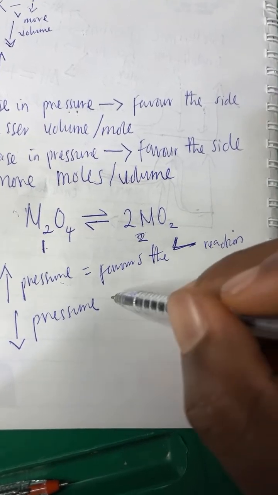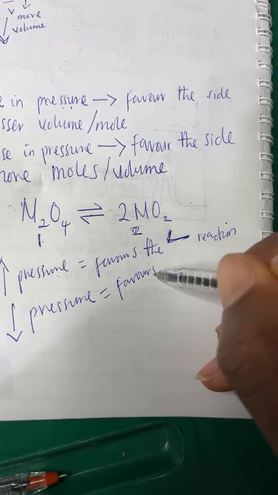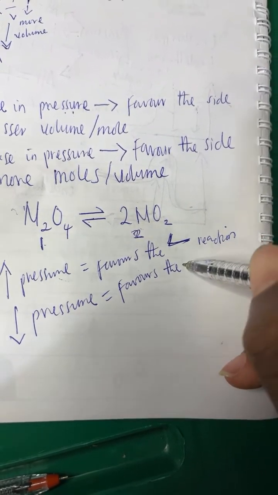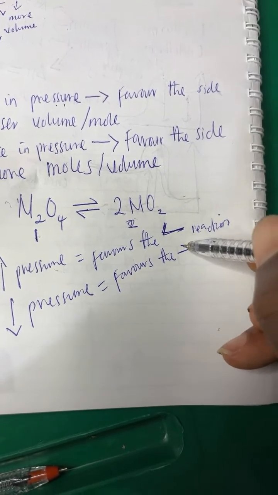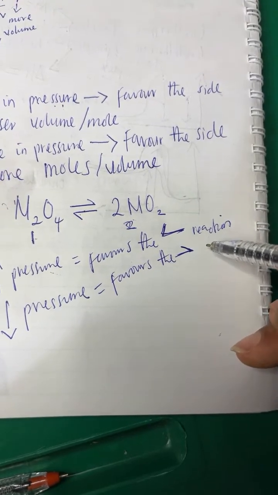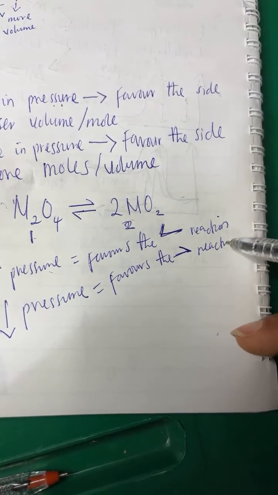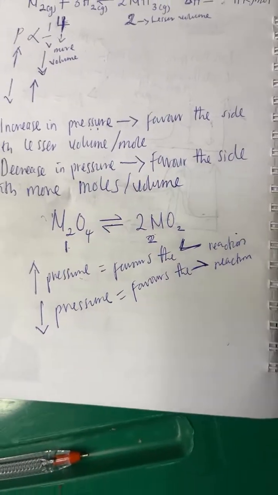What if there's a decrease in pressure? Which side will it favor? It will favor the forward reaction. Right? It will favor the forward reaction. Do you people understand this thing?